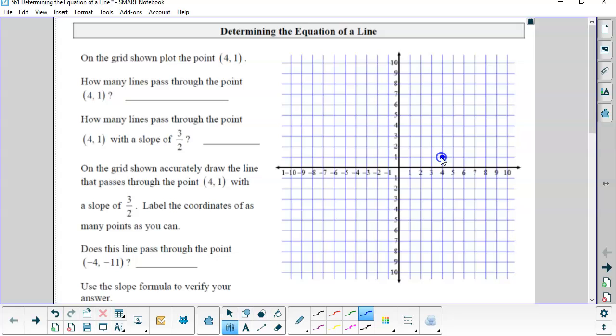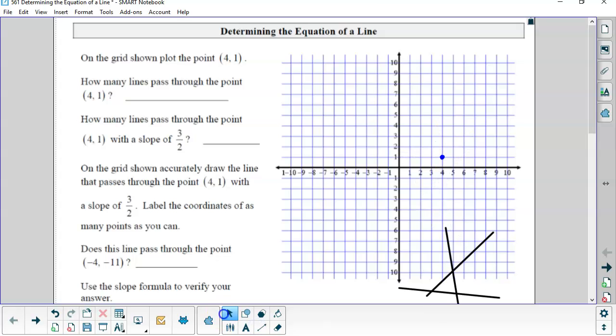How many lines pass through the point 4, 1? Well, think about it. You could have many different lines, right? So we could have this line, this line, this line, a whole bunch. Basically, an infinite number of them. Okay, so I'm just going to move these away right now. So, infinitely many.